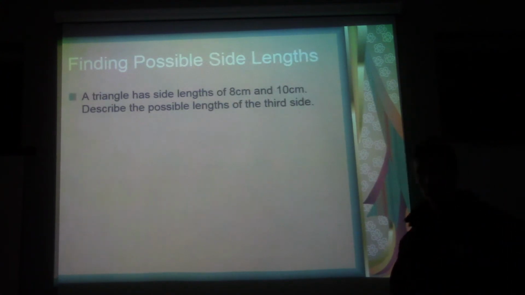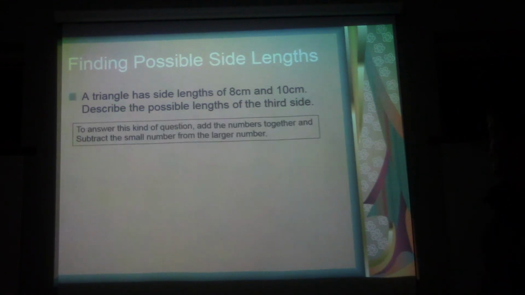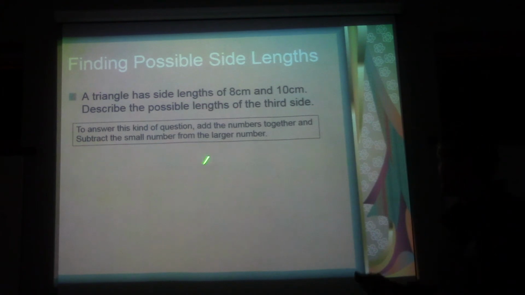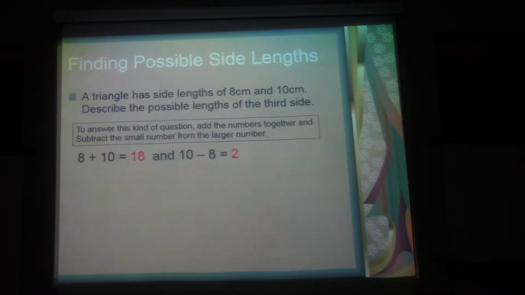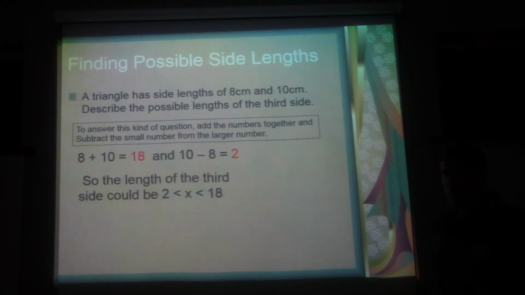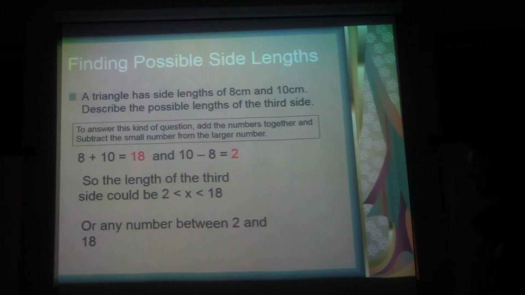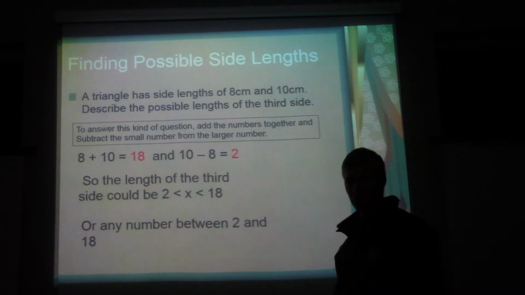So, essentially, how do we find out what our third side of a triangle could be? Well, if we had two sides of 8 and 10, and I want to describe the possible lengths of the third side, what we do is add these two together, 8 plus 10, and then subtract them. And that will give us a range. Here's an example of what I do. 8 plus 10 is 18, 10 minus 8 is 2. So the length of my third side could be anywhere between 2 and 18. Greater than 2 and less than 18. Or you could say in words, it could be any number between 2 and 18, not including those.